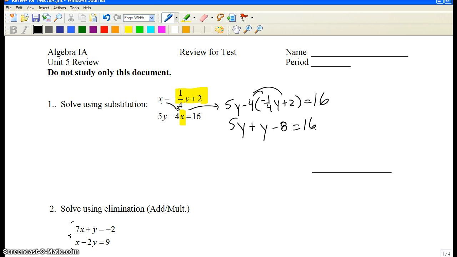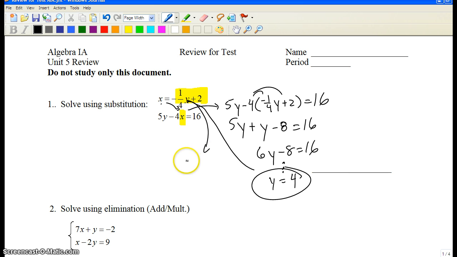Then you keep going to solve this equation. You get 6y minus 8 equals 16. And as you progress, you get y equals 4. And then you take that and substitute it into that equation right there, and you'll wind up getting x is 1. So your answer is (1, 4). All right, let's go to the next one.